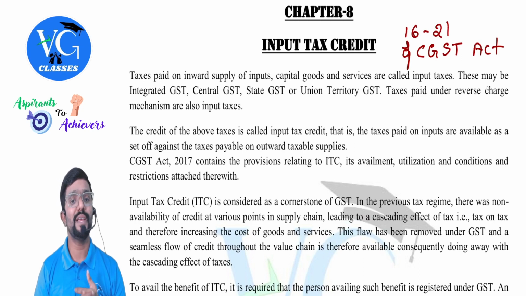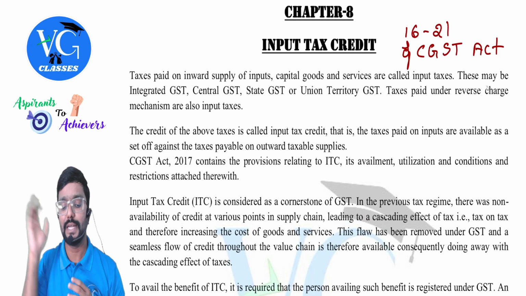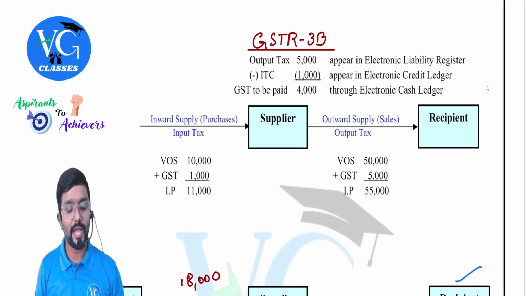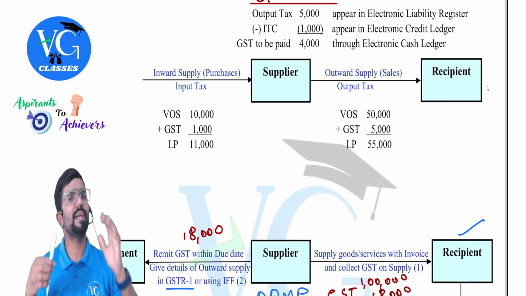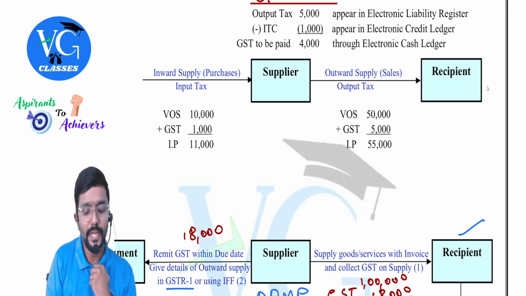Taxes paid on inward supply of inputs, capital goods and services are called as what, guys? Input taxes. Now, whatever I have paid on my inward supply, guys, inward supply can be what of? It can be input, or it can be input service, or it can be, okay, let me write it on the top better.